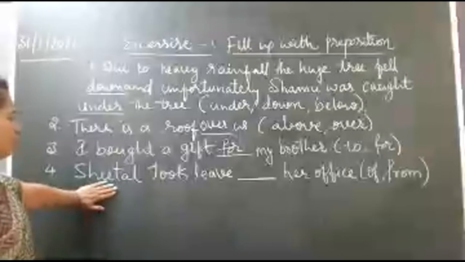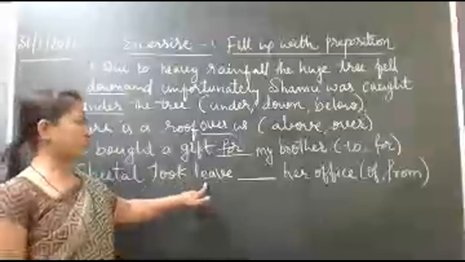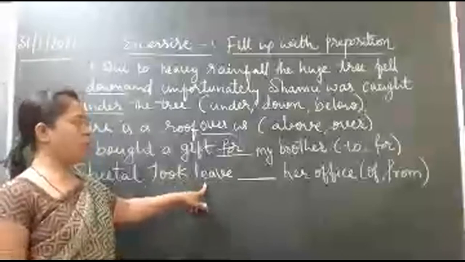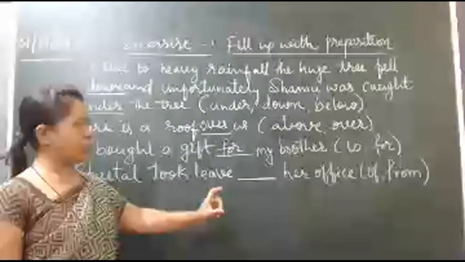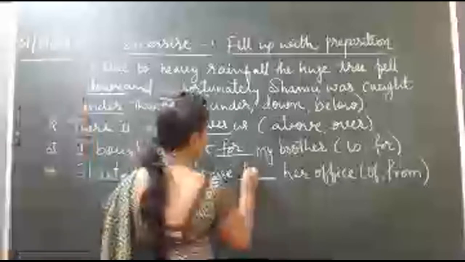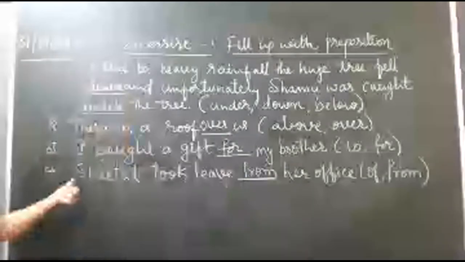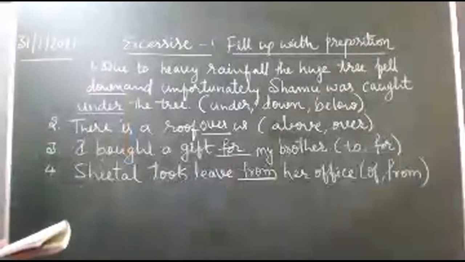So she is a girl, she took leave. She took leave casually or secretly when she conducted leave. She took from where she placed it centrally. So the answer is from her office. Office her place. From there she took one day leave. So here the sentence is showing the place.